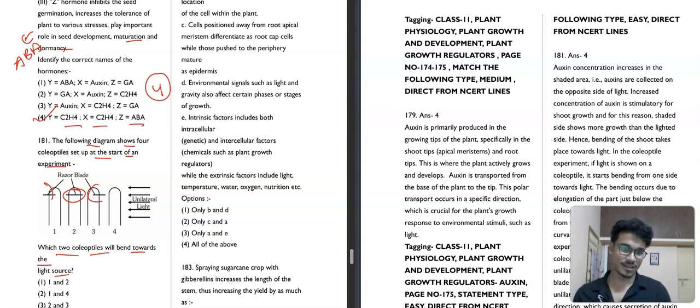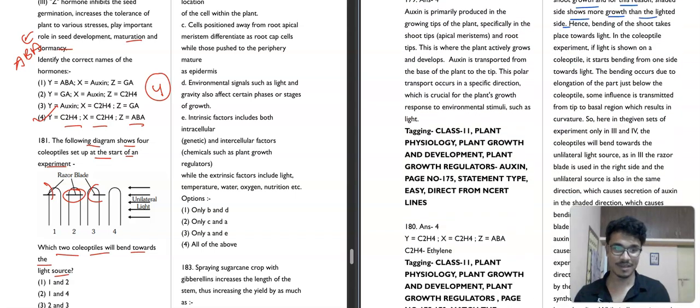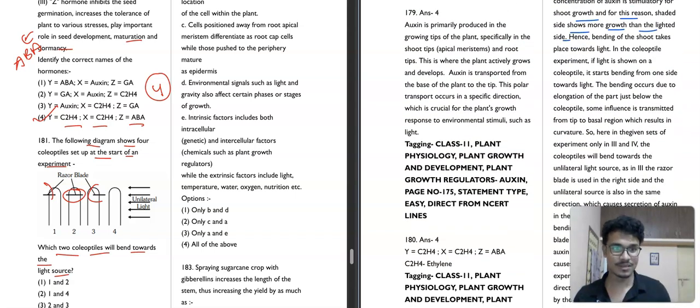So let's understand. Auxin concentration increases in the shaded area. So auxin is collected on the opposite side of the light. Suppose light is coming from this side, auxin will be collected on the opposite side. The increased concentration of auxin is stimulatory for shoot growth, and for this reason the shaded side shows more growth than the lighted side. Okay, it is the main concept. Now we will go with this. The bending occurs due to elongation of the part just below the coleoptile tip. Some influence is transmitted from tip to basal region, which results in its curvature.